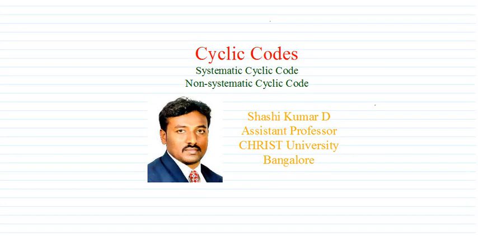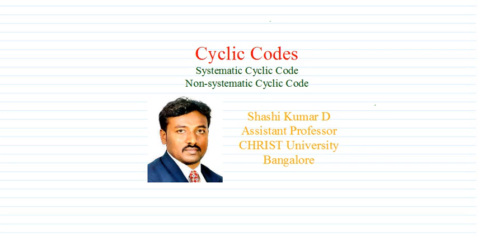Dear students, in this lecture, I'll be discussing cyclic codes. Cyclic codes are of two types. One is a systematic cyclic code and the other one is a non-systematic cyclic code. In the previous lecture, we discussed the definitions of cyclic codes. We understood what a systematic cyclic code is, what a non-systematic cyclic code is, its advantages and applications. In today's lecture, I'll be talking more on the generation of cyclic codes.